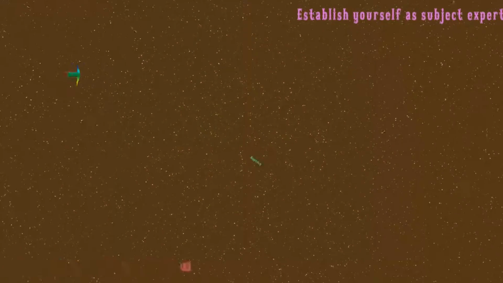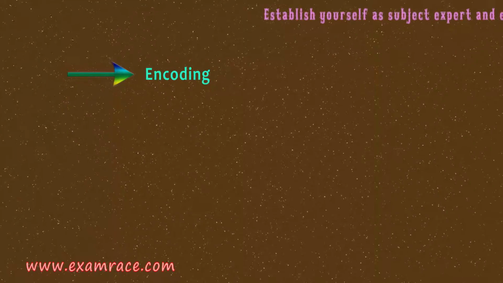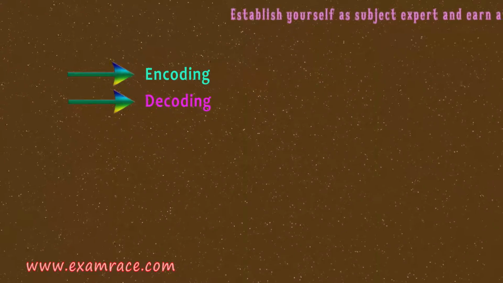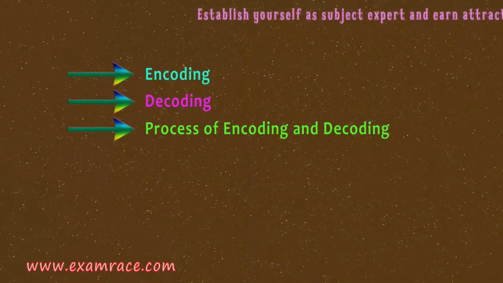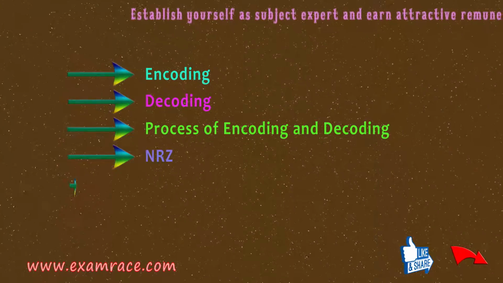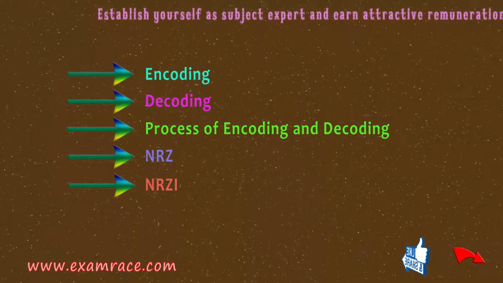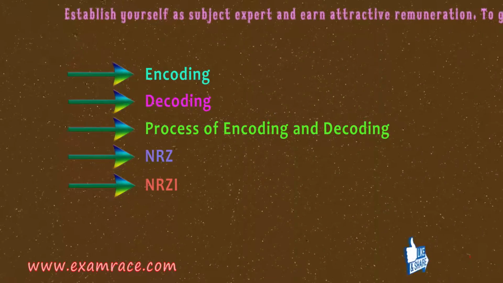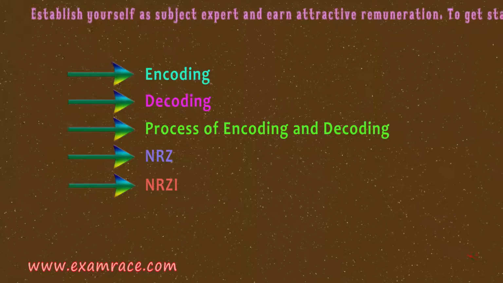So what we have learnt about encoding, decoding, the process of encoding and decoding, that is the working. After that we learned about two encoding techniques, that is NRZ and NRZI. Thank you so much.